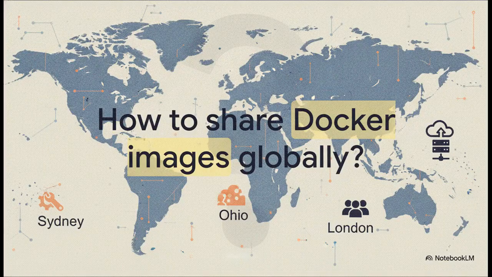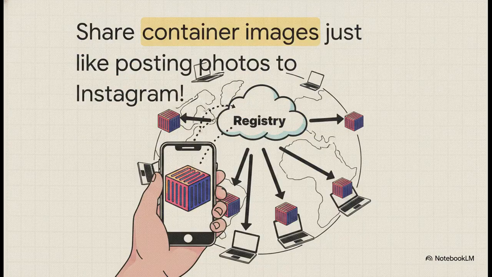But hey, before we get bogged down in all the acronyms, let's just ask a fundamental question. How do global teams actually collaborate on massive, complex software deployments? Think about it. If a developer builds an app in Sydney, how does a server in Ohio run it flawlessly without missing a single dependency? Well, honestly, it's basically like Instagram, but for code.